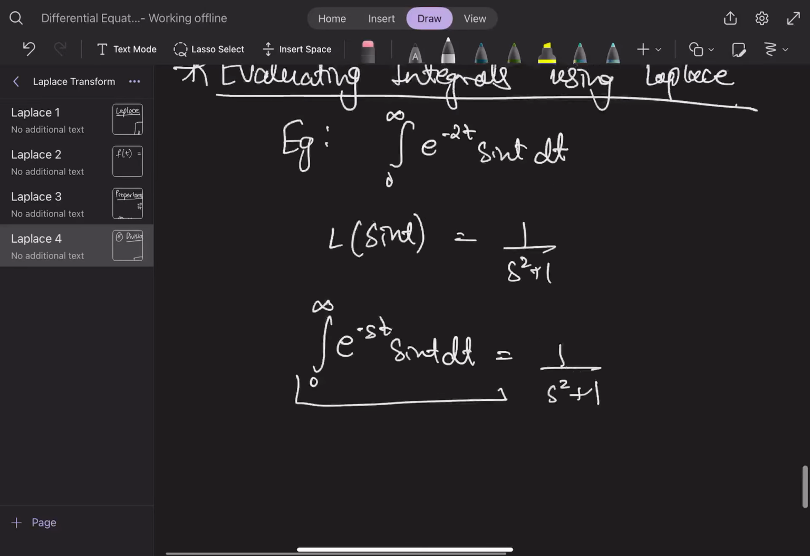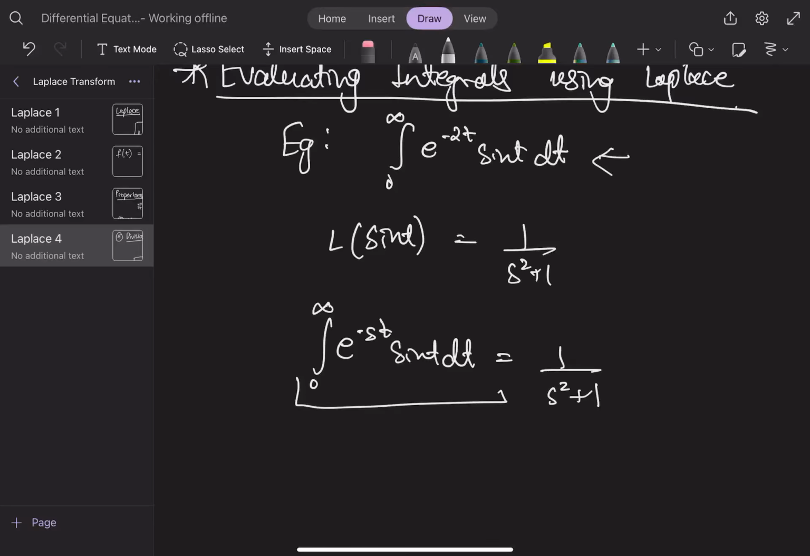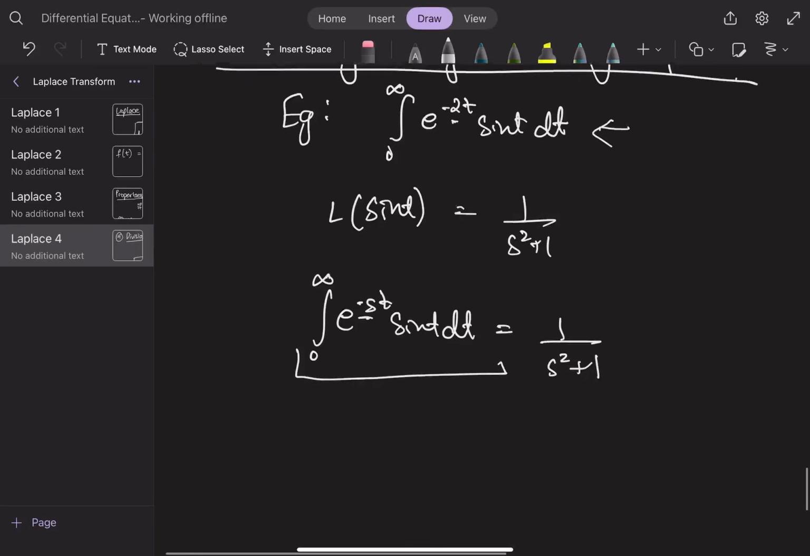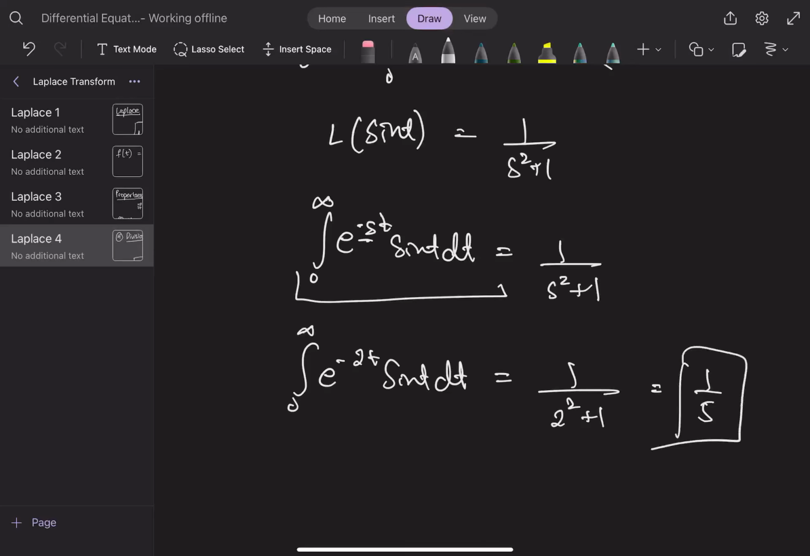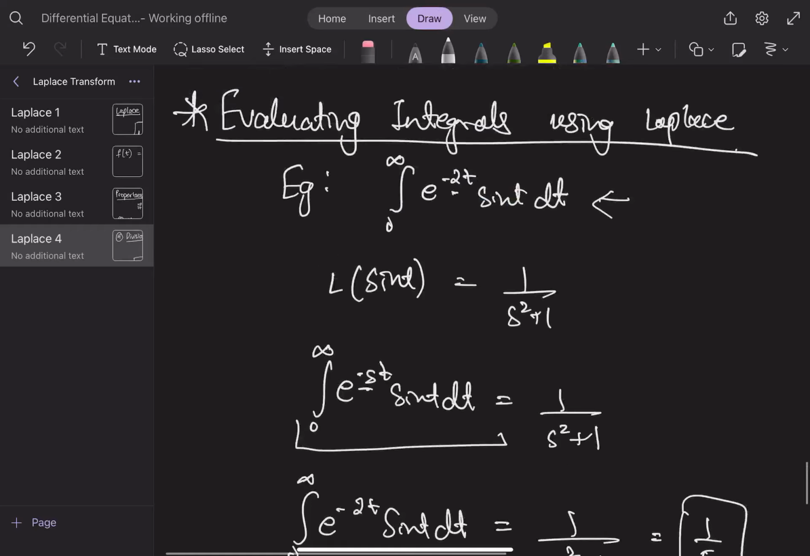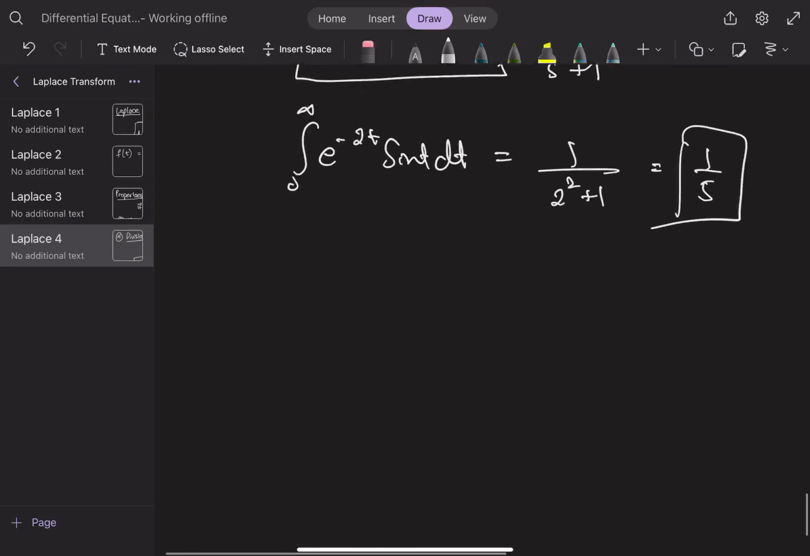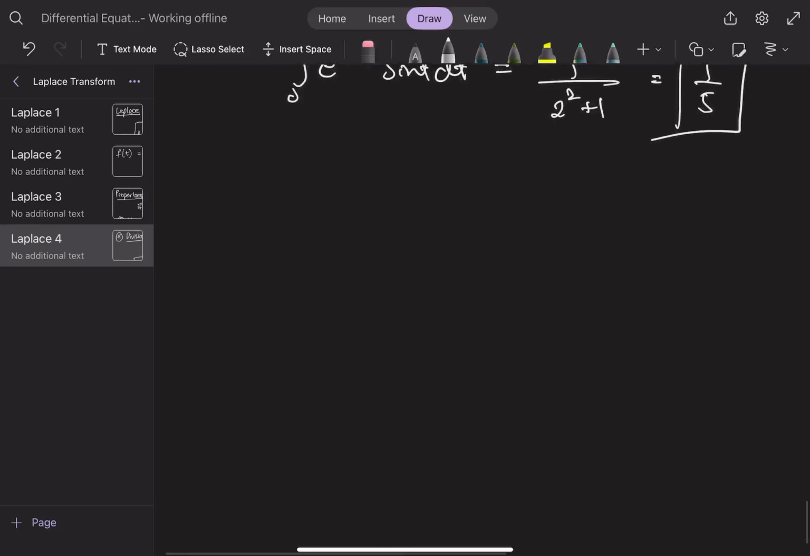Now since you need this, all you need to do is put s as 2. So you can write integral 0 to infinity e raised to minus 2t sine t dt is 1 upon 2 square plus 1. This becomes 1 upon 5. So this is how you use Laplace to evaluate an integral. You guys can go through the notes. There are tons of examples in there. So remember guys, this chapter requires a lot of practice because there are a lot of formulas and a lot of rules.